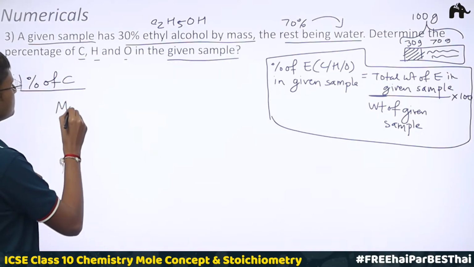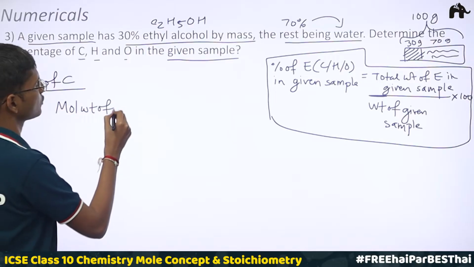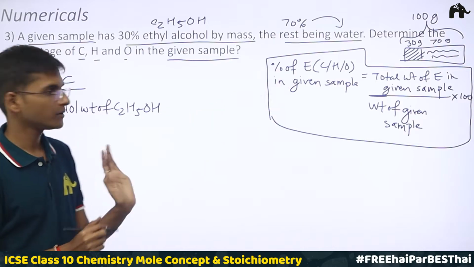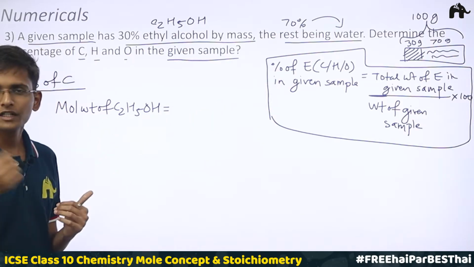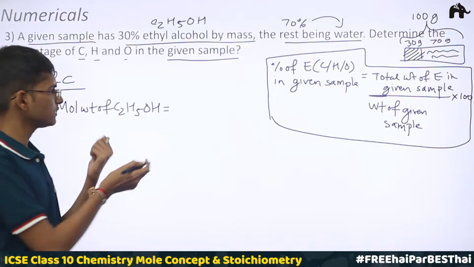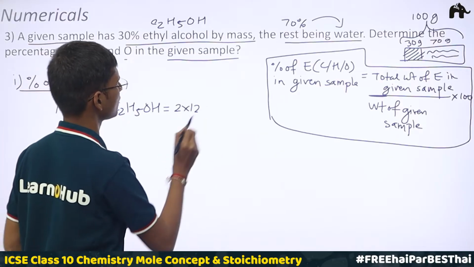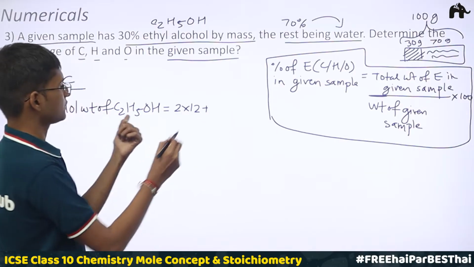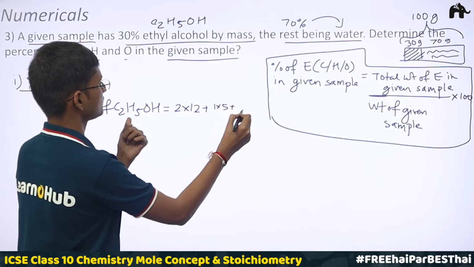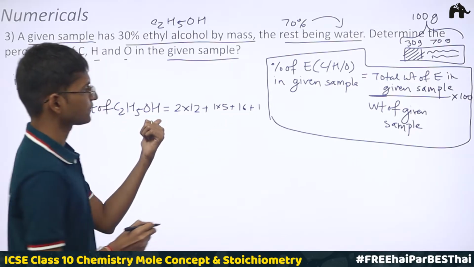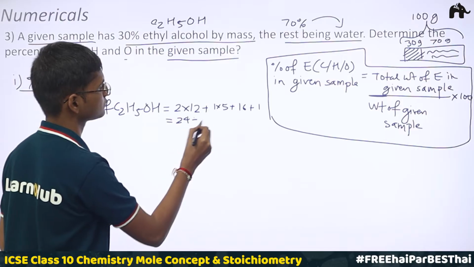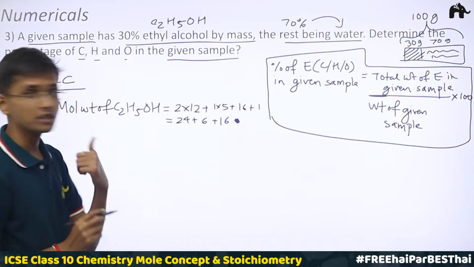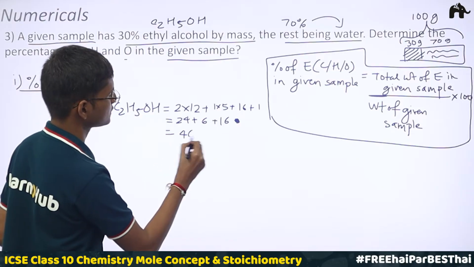Now, how to find this? We would start with the molecular weight of ethyl alcohol, in order to find how much carbon is present in this 30 grams of ethyl alcohol. You can quickly calculate the molecular weight on your own and then resume to see if you had done it right, because we have studied how to calculate molecular weights in the previous video. So 2 into 12, 1 into 5 plus 16 plus 1. So 24, 6, 16, yes, 5 plus 1, 6 and 16. And then 30, 46 grams.